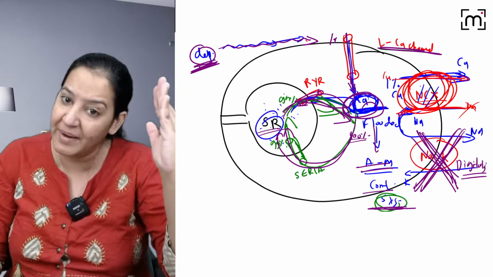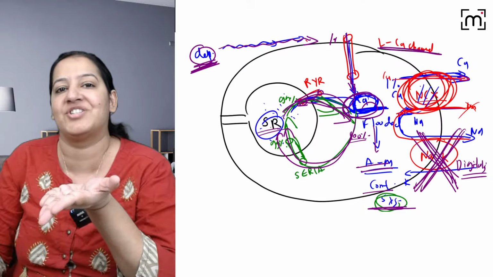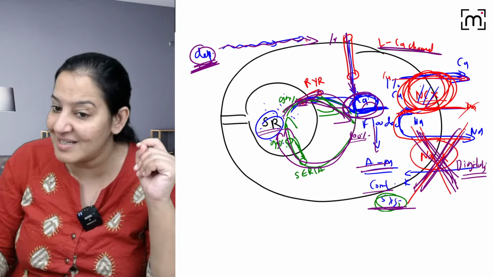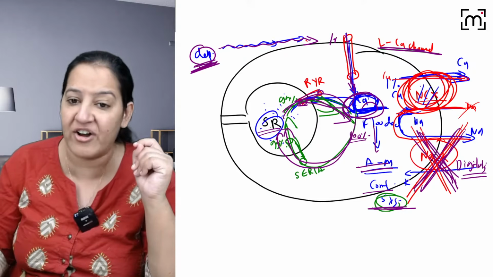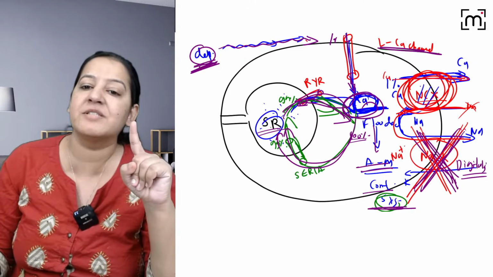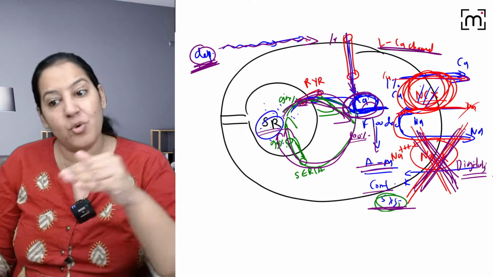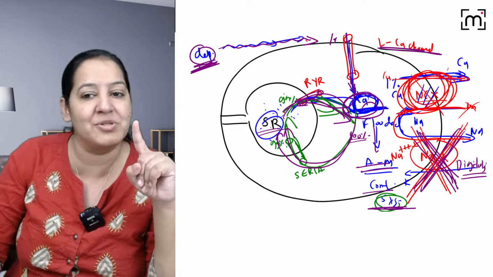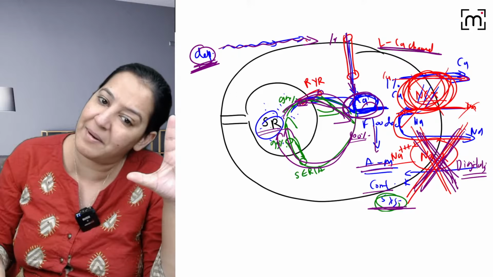Normally when sodium was coming in, it was going out by the sodium potassium exchanger. But now the sodium potassium exchanger is blocked by Digitalis. So this is non-functional. So already an abundance of sodium is present inside the cell. It is unable to go out. So this NCX will also not work, because there is already an abundance of sodium.